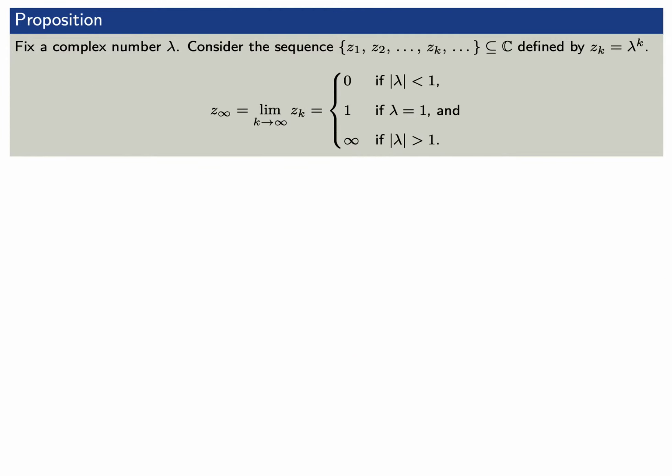Here's a specific example. Let's fix a complex number lambda, and let's consider the sequence z sub k equals lambda to the k. Here we're just looking at the sequence lambda, lambda squared, lambda cubed, and so forth. Depending upon the choices of lambda, we can actually compute what the limit z sub infinity is. For example, if the absolute value of lambda is less than 1, then our limit z sub infinity is 0. If the absolute value of lambda is greater than 1, then our limit z sub infinity is itself infinity.